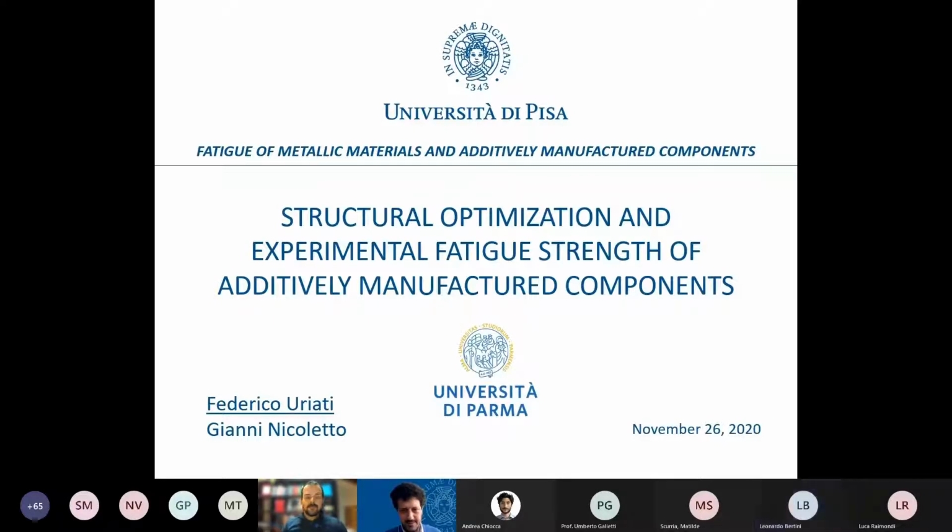Today I would like to present you an overview on the research topic that we are developing in our group, in particular in relation with the optimization, production, and testing of components produced with additive manufacturing, and in particular in relation with the evaluation of experimental fatigue strength.